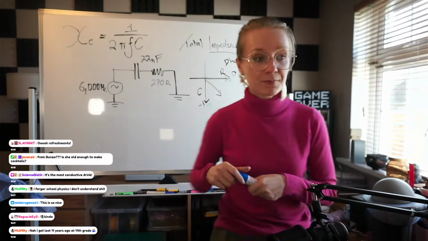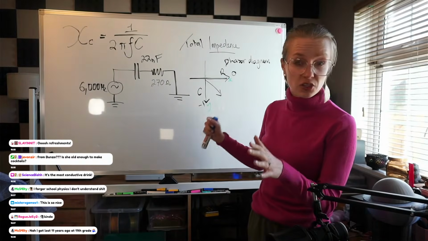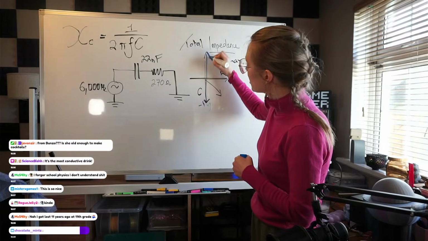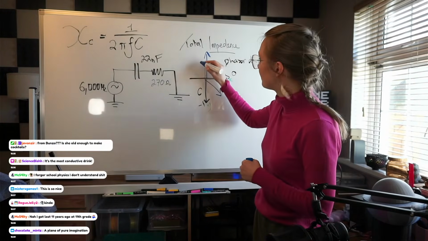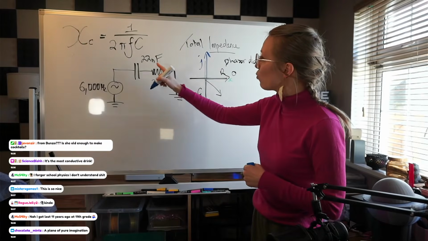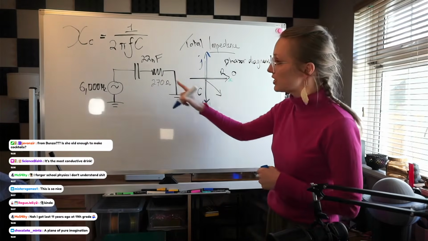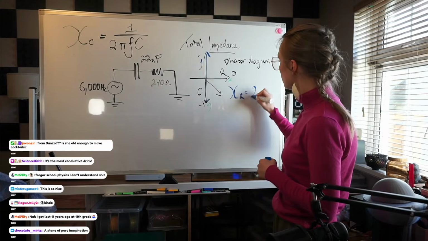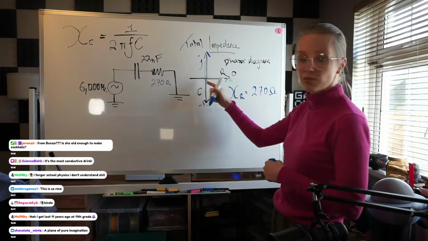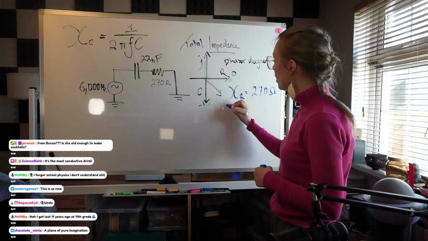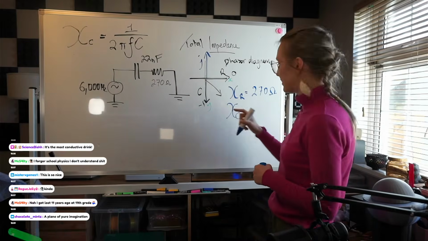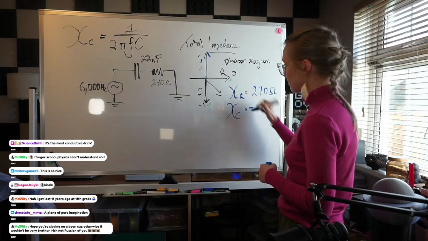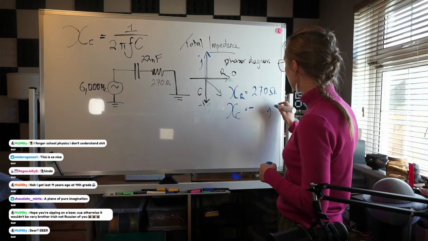The capacitor is minus 90 degrees out of phase and causes a huge amount of issues. So we're going to put the capacitor in the imaginary plane, and we're going to call it J. That means the resistance of the resistor is equal to 270 ohms, a real number in the real plane. The reactance of the capacitor, which we haven't calculated yet, is going to be in the minus J dimension.